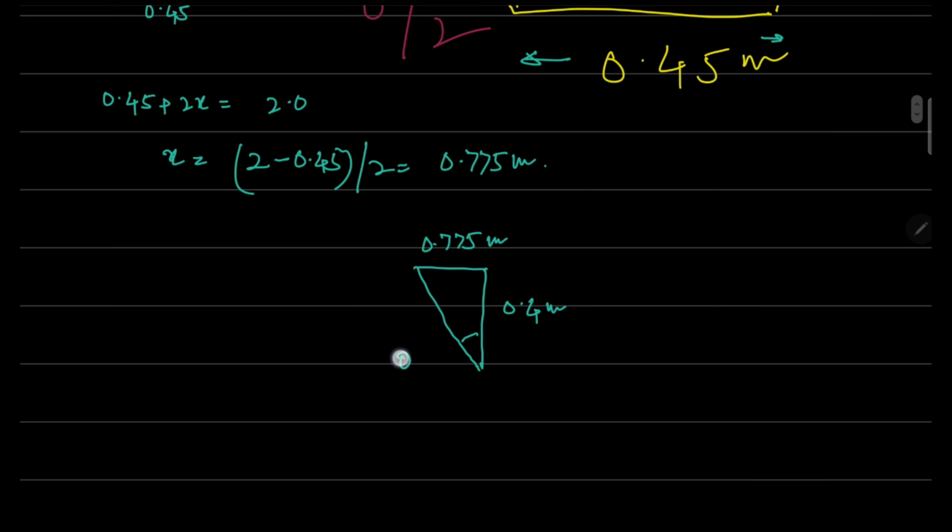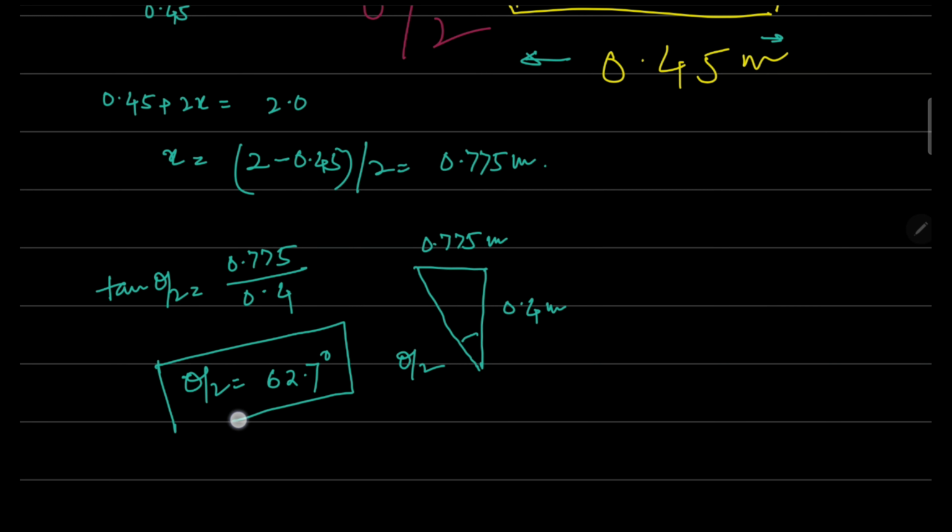This is your theta by 2. So tan theta by 2 will be equal to 0.775 divided by 0.4. So theta by 2 will be equal to tan inverse of that, and this value is coming out to be 62.7 degrees. Now theta is known to us.